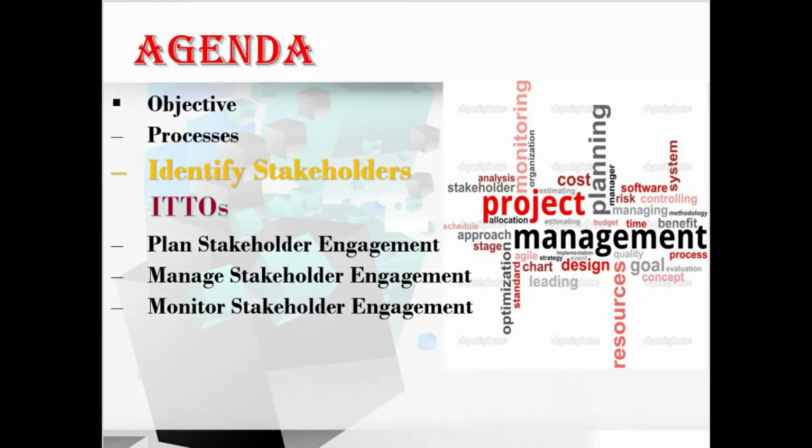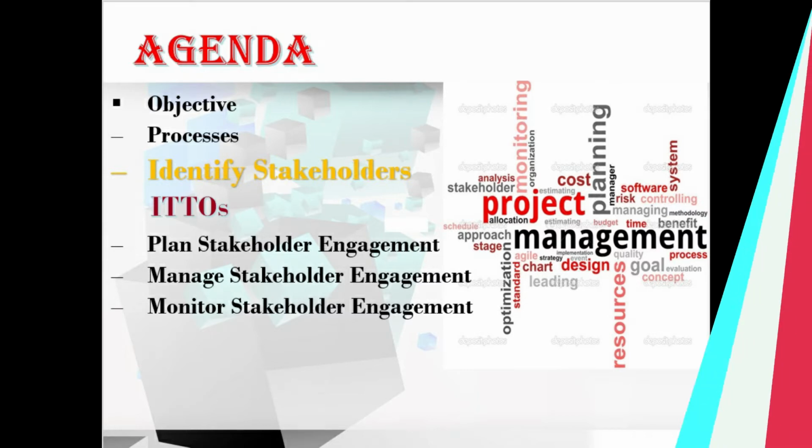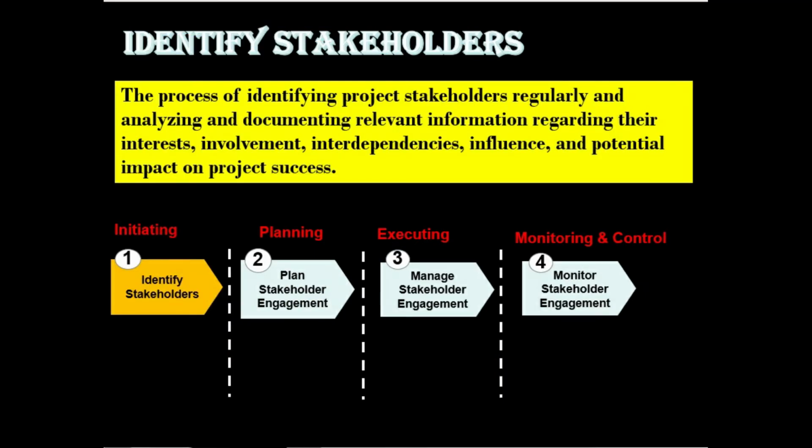Let's quickly move to our agenda for this session. We are going to discuss what the identify stakeholders process is and its ITTOs in more detail, that is inputs, tools and techniques, and outputs. Let me start. It is the first process in project stakeholder management, and it is defined as the process of identifying the project stakeholders regularly and analyzing and documenting the relevant information regarding their interest, involvement, interdependencies, influence, and potential impact on project success.